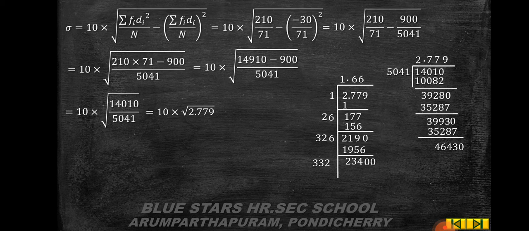So 332, that is 1.66 into 2, you get 332. So 3,327 into 7, you get 23,289. So you get root 2.779 as 1.667, which is equal to 10 into 1.667. So sigma is approximately equal to 16.67.